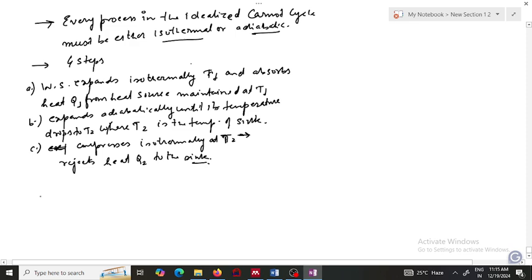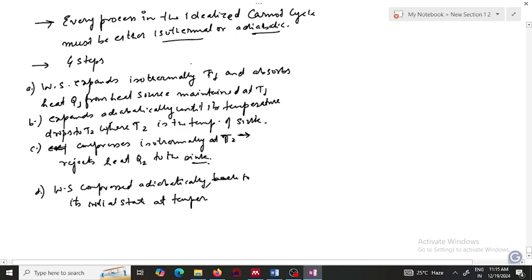And again, the working substance is compressed adiabatically, and when it is compressed adiabatically, the temperature rises. For a complete cycle to be completed, it is compressed adiabatically so that it achieves its initial state, back to its initial state at temperature T1.